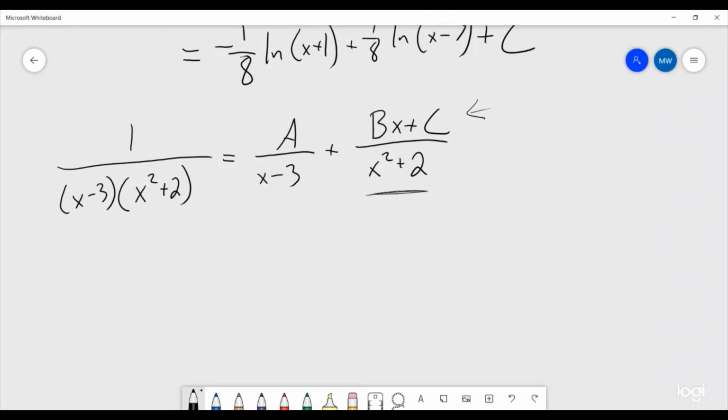And so once we have this, we would just set up the same sort of system of equations, multiply everything by x minus 3 times x squared plus 2, and we would end up with a system of equations similar to the first one. Now, this situation where the top is a bx plus c, that is the reason that my other method would not work. So let's go through my other method so you can see why it would not work in this case.